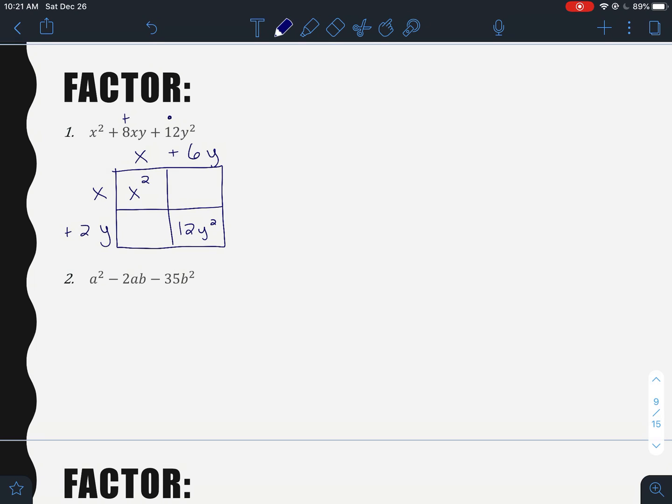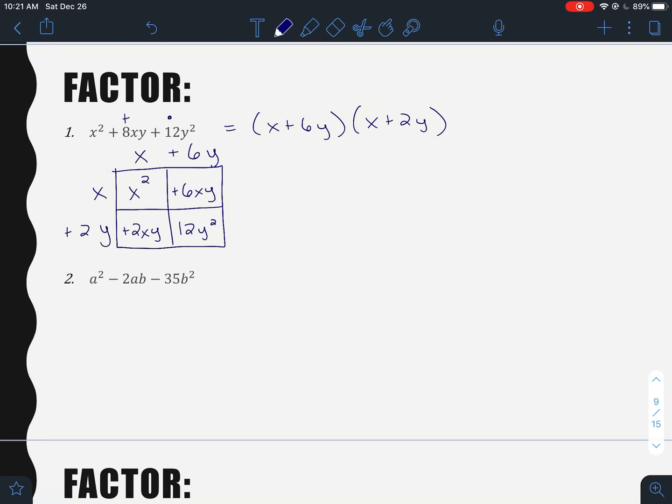That would be 6 and 2. So I need a positive 6 and a positive 2. So this box would become positive 6xy. That box would become 2xy. And it works. So the two parentheses I need are x plus 6y and x plus 2y.